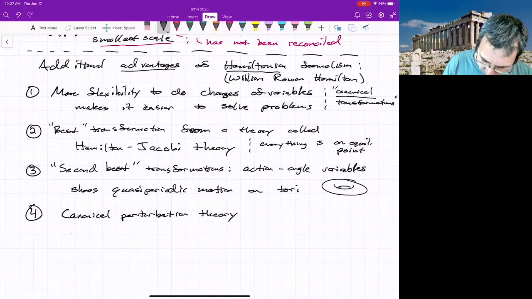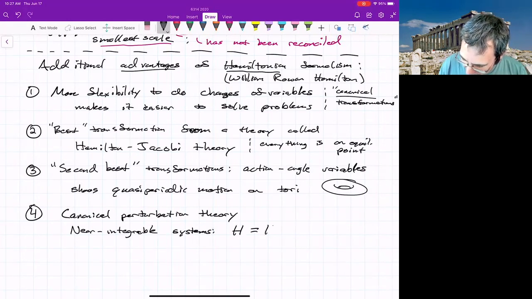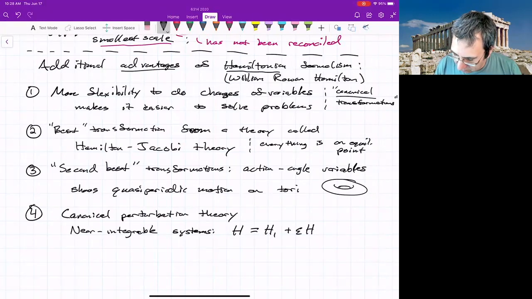And this is related to near integrable systems. So this means something where you've got a Hamiltonian, and if you have two systems, you just sort of add their Hamiltonians. So if we have a Hamiltonian where H1 is something that is really simple, or we know the solution, and then plus epsilon H2, where epsilon is small, this is the type of situation where you can use canonical perturbation theory.